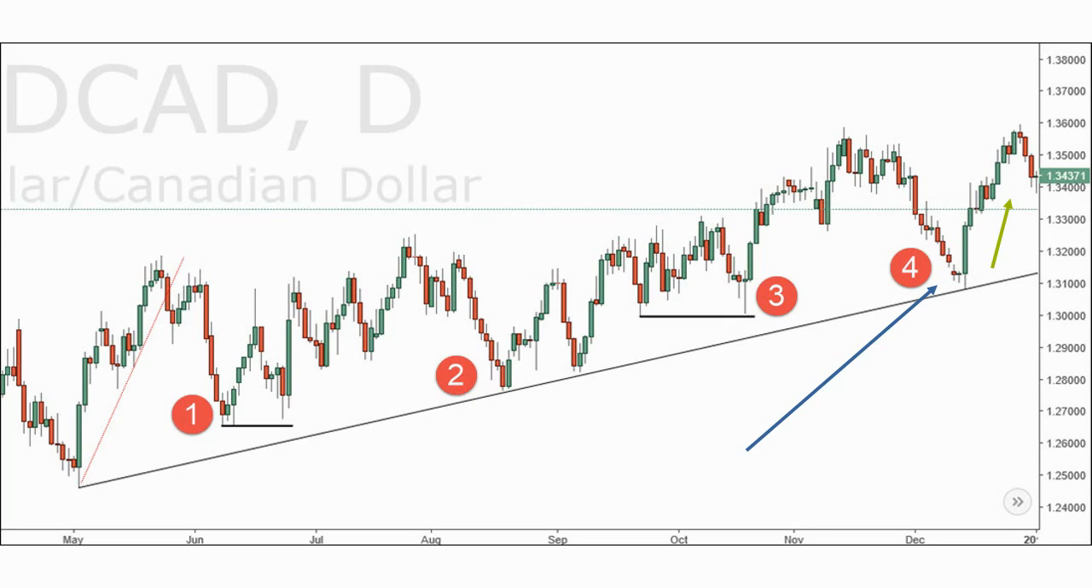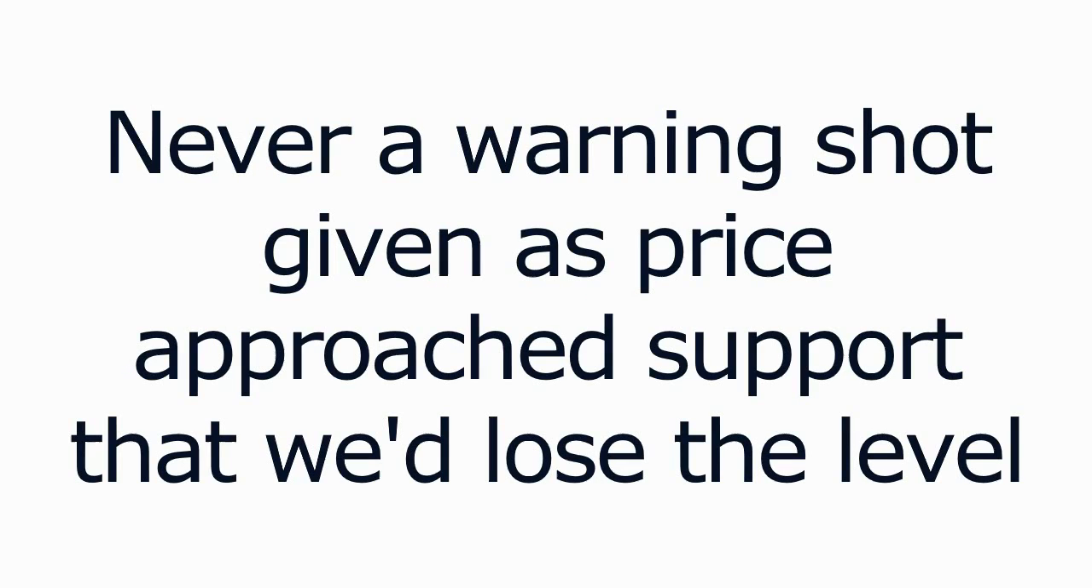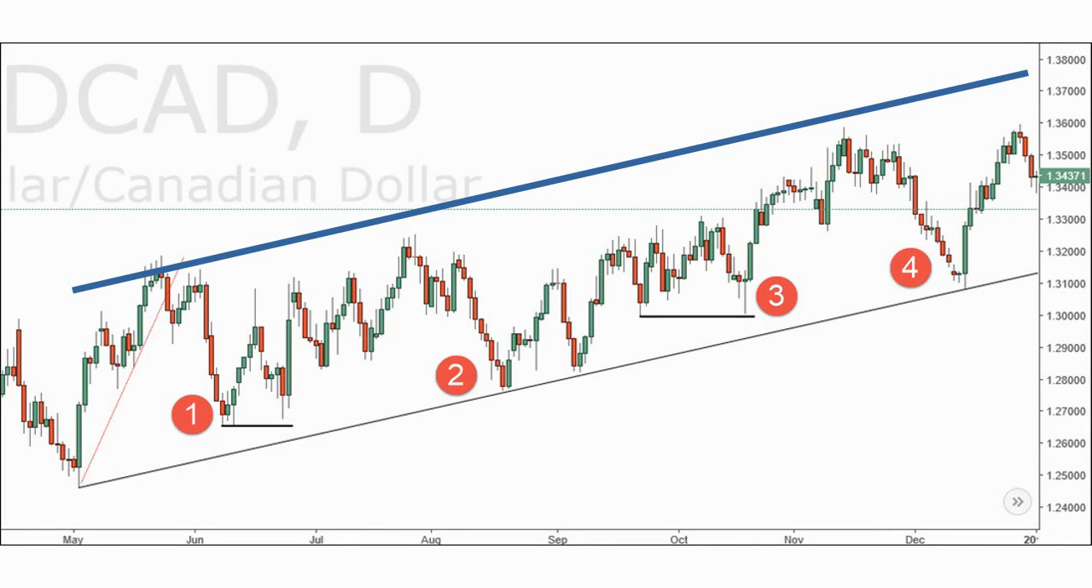And 5 days of Canadian dollar gains are wiped out. Now in all of these cases, there was never a warning shot given as price approached support that we would lose the level. And now if there was a trend channel drawn, you can see that trading this range would not have been too difficult, although real time may have caused you some issues.